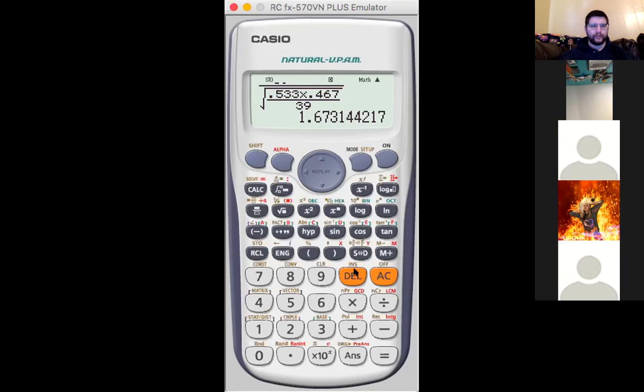Doesn't really matter to me. I'm lazy, so I store it to a letter, so I just have to type that letter later. 1.6731. I'm gonna go ahead and write that down. So TI users, I'm going to do the TI after we finish. I'm going to go all the way through with the Casio first.